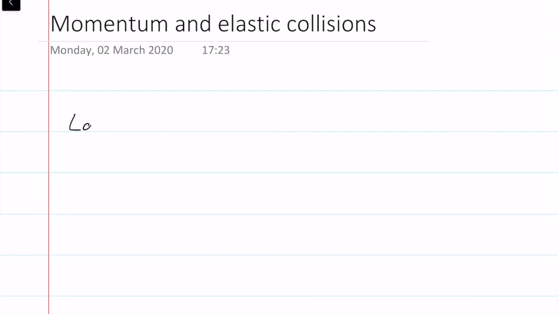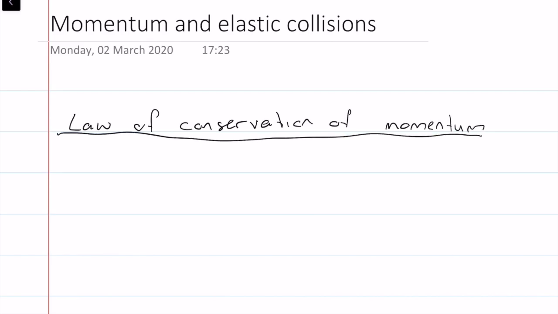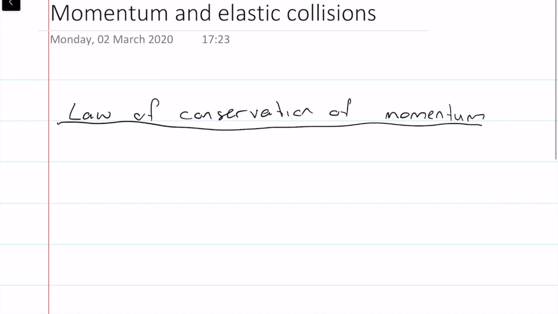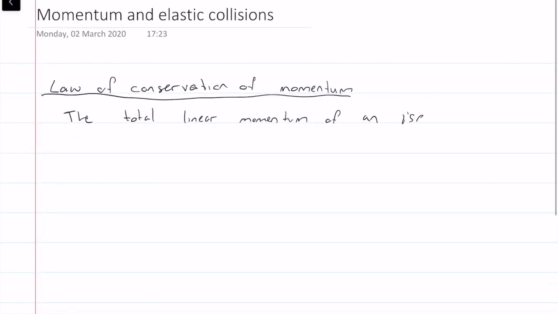Okay, so the first thing that we need to define is the law of conservation of momentum. Okay, so that's our first definition. The definition goes that the total linear momentum of an isolated system remains constant.